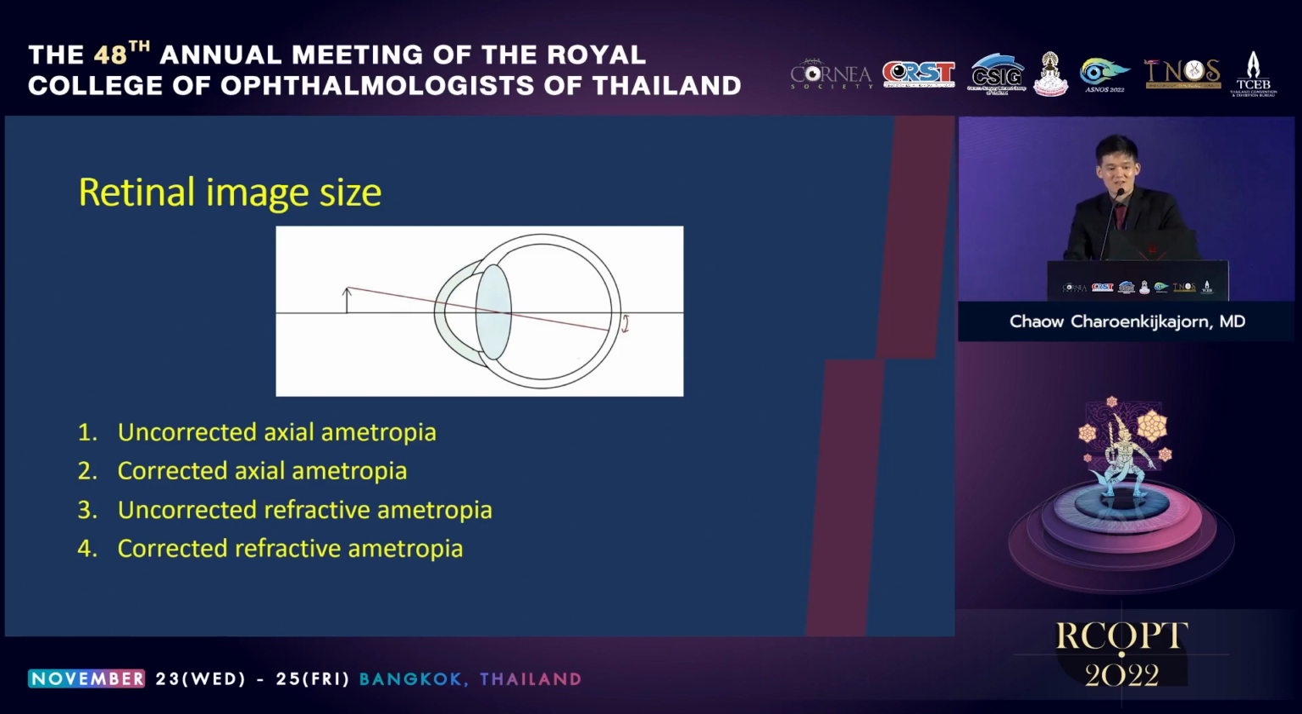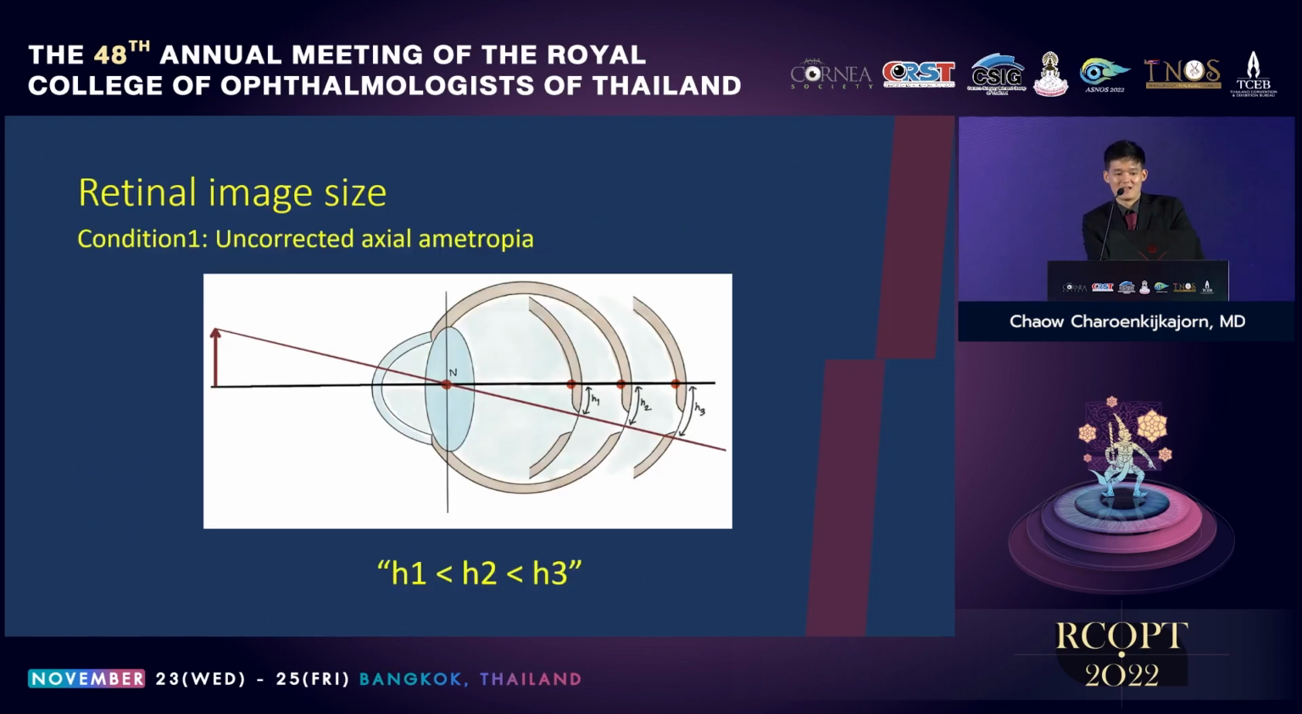Now we're going to see what happens to the retinal image size when we have axial ametropia with and without correction, and what happens when we have refractive ametropia with and without correction. So we have a total of 4 conditions to look at. Now let's take a look at condition number 1.